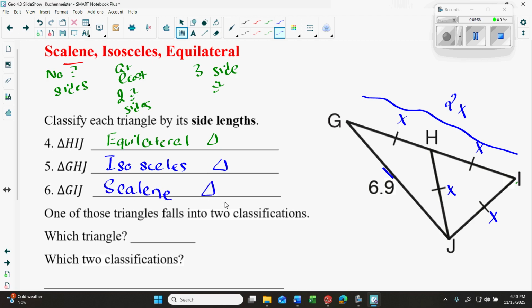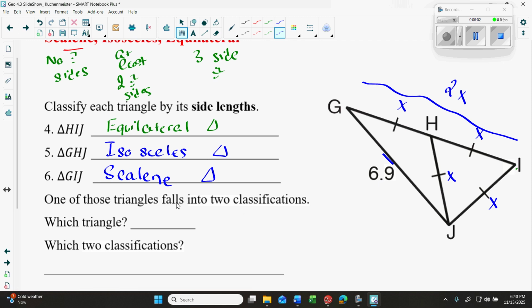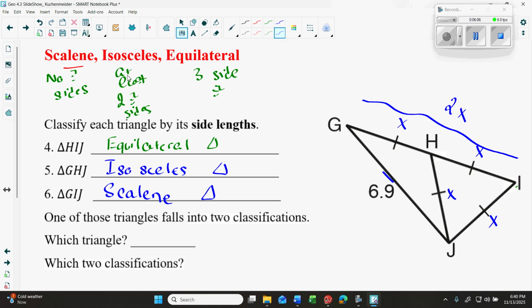All right. So one of these triangles here falls into two classifications. Which triangle is it? Well, you have to look at the definition. Remember, we talked about an isosceles triangle in 4.2 being at least two congruent sides. Remember, the phrase "at least" means a number or more. So when I say at least two sides, I really mean two or more.